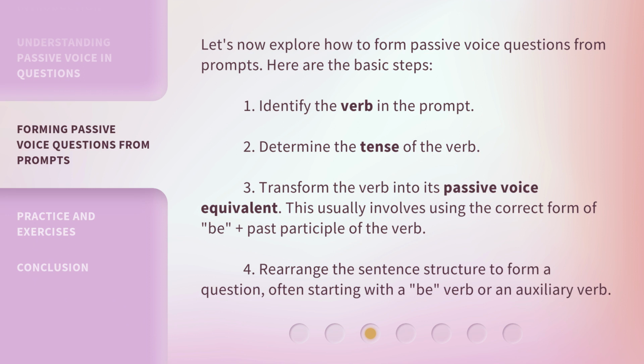Let's now explore how to form passive voice questions from prompts. Here are the basic steps. 1. Identify the verb in the prompt. 2. Determine the tense of the verb. 3. Transform the verb into its passive voice equivalent. This usually involves using the correct form of be plus the past participle of the verb. 4. Rearrange the sentence structure to form a question, often starting with a be verb or an auxiliary verb.